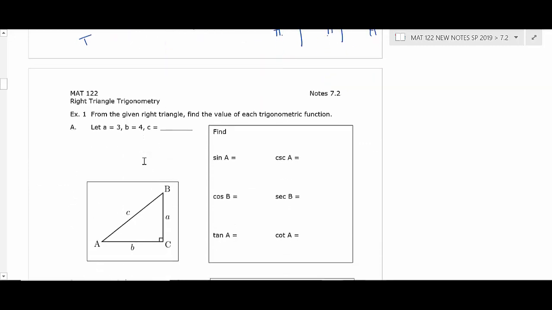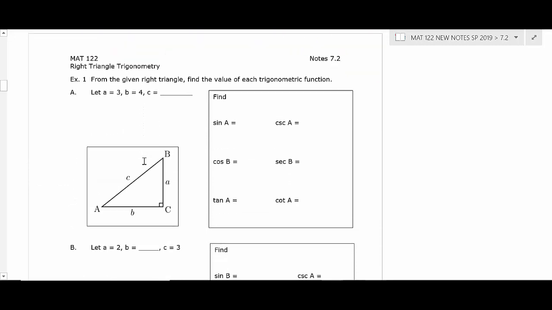All right, so we go to the next page. What we're going to do is get comfortable with, if I give you a right triangle, how to write these six trig ratios. The first thing is, this is my standard triangle. I'm just going to fill in what we have. You should do the same thing. We have side A is 3. We have side B is 4. Now we need to find side C.